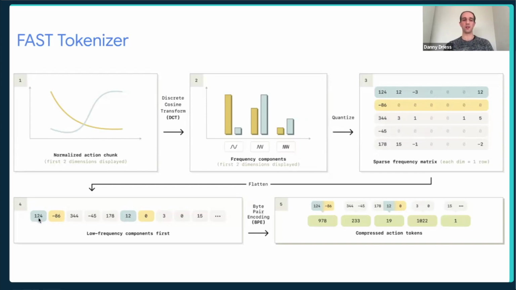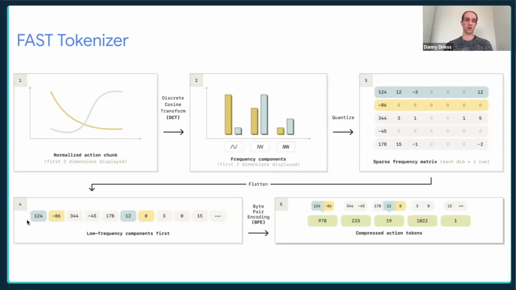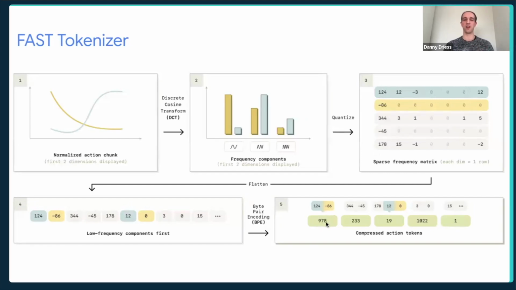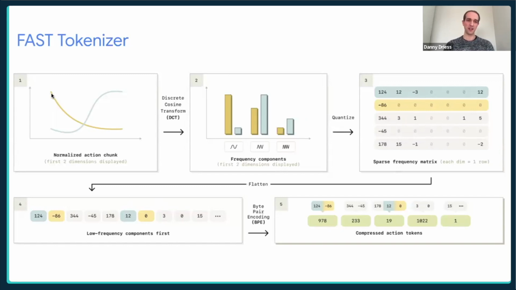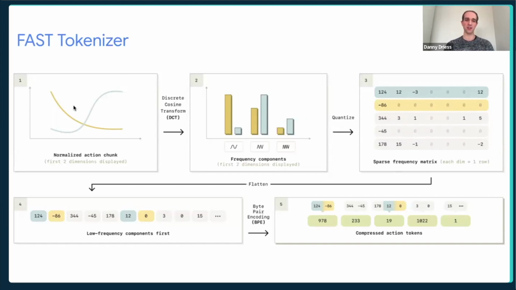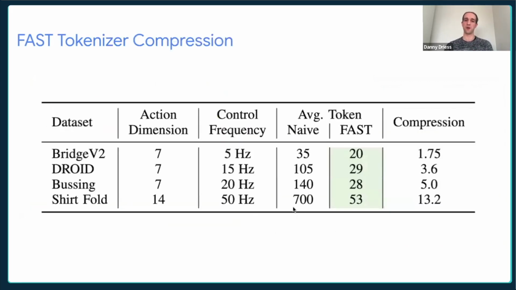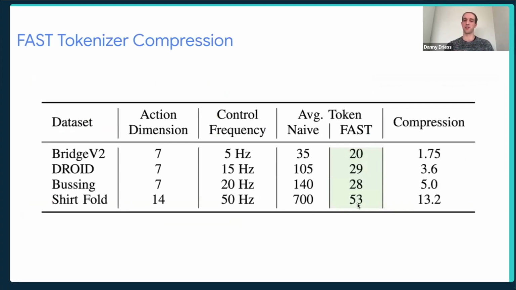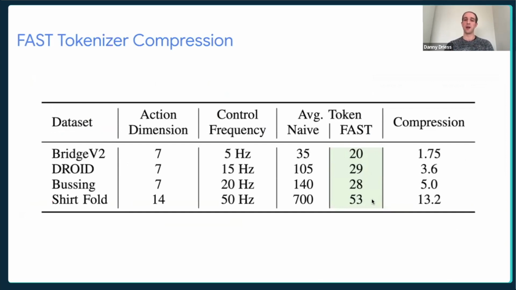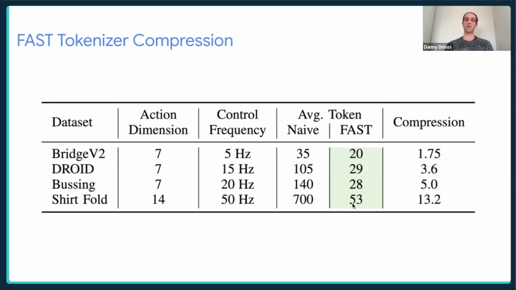A byte pair encoding really just looks at commonly occurring pairs of these numbers and squashes them together into a new token. And what this byte pair encoding is particularly good at is squashing all the zeros in this matrix. By doing this, we've tokenized action chunks into a sequence of numbers much more efficiently. For this shirt folding robot, we would need 700 tokens for the naive tokenization, but with this FAST tokenizer, we only need 53 tokens, which is a huge compression ratio.